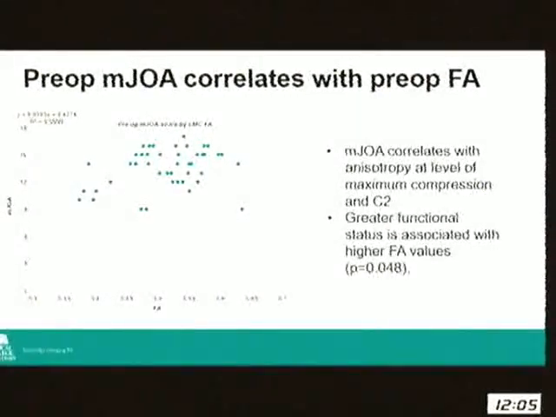So these are the results. We looked first at the preoperative MJOA and looked at preoperative FA, which is fractional anisotropy. And you see that the MJOA correlates with anisotropy at the level of the maximum compression and also at C2, so proximal to that compression. And we see that greater functional status is associated with higher FA values, and this is statistically significant.